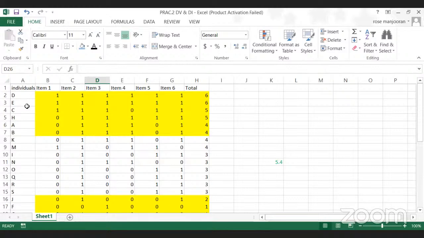Individual who scored maximum will be in the top position, and accordingly it will be arranged from top to bottom, from highest to lowest.